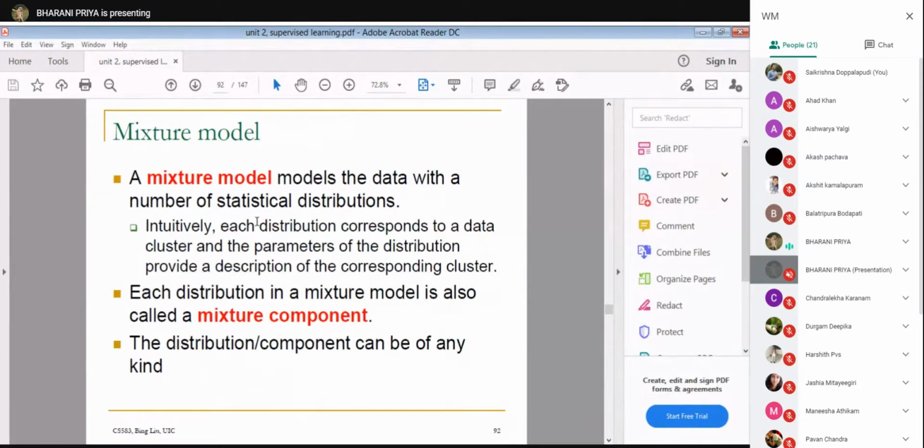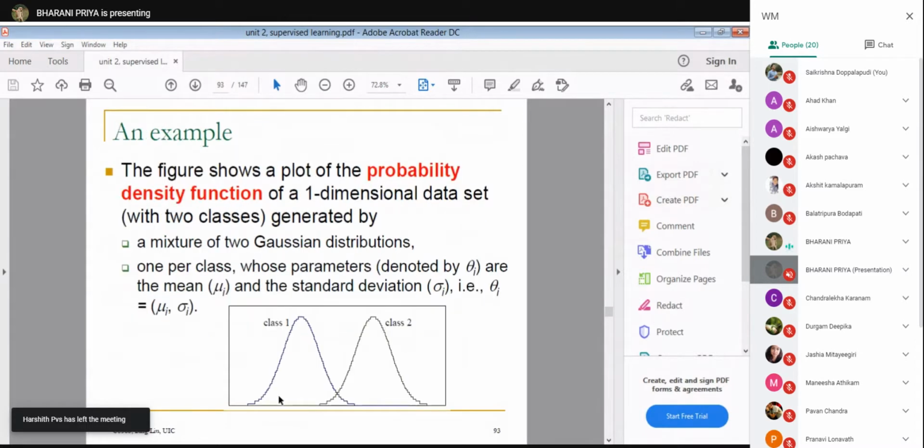So what is a mixture model? A mixture model is the data with a number of statistical distributions, and each distribution in a mixture model is also called a mixture component. This one distribution is called a component. Up to here, is it clear?